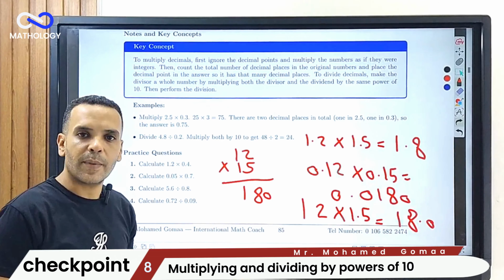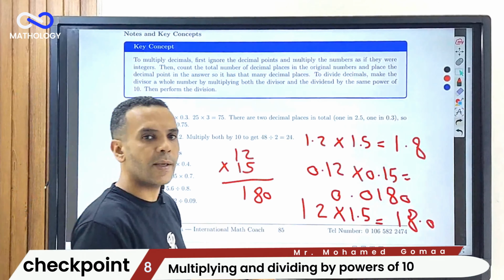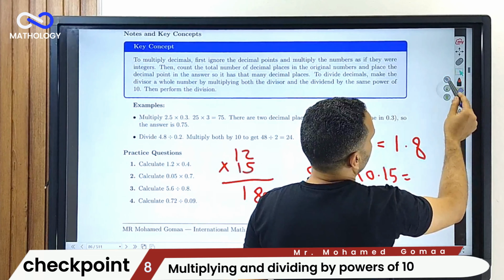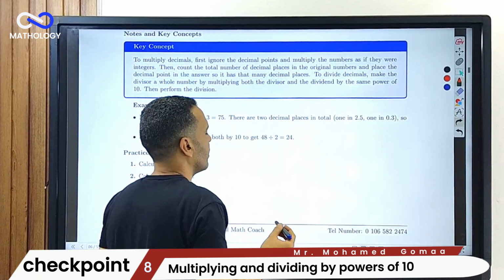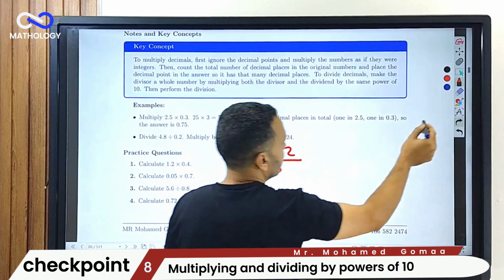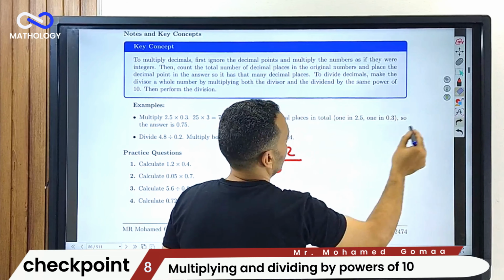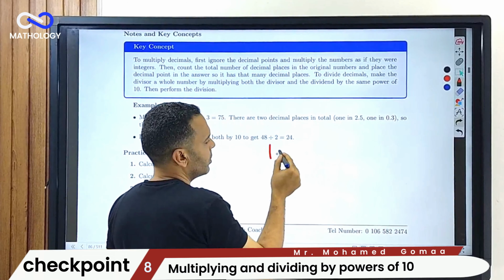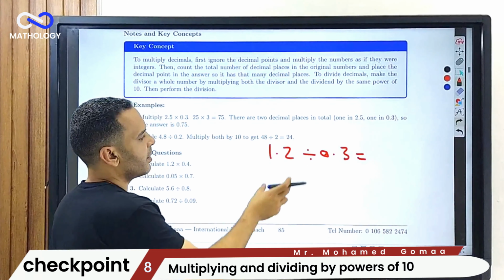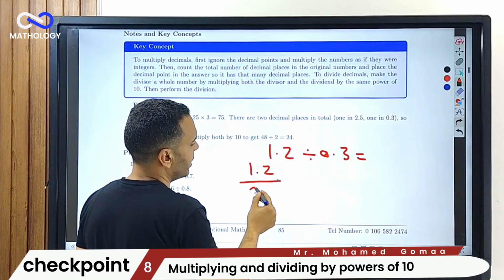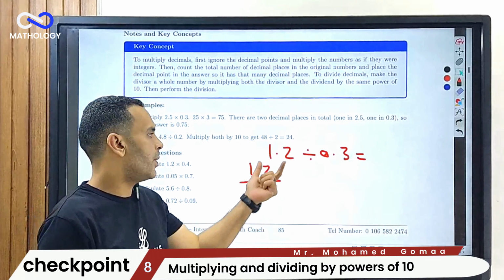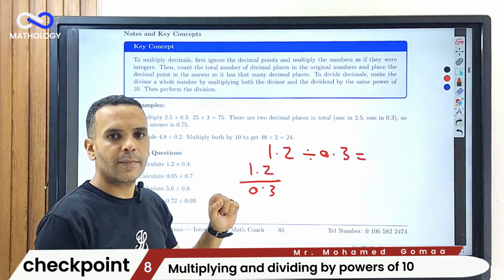This is about multiplying decimals. What about dividing decimals? Like this one: 1.2 divided by 0.3. I prefer to write this operation as a fraction. First step, put the division as a fraction.